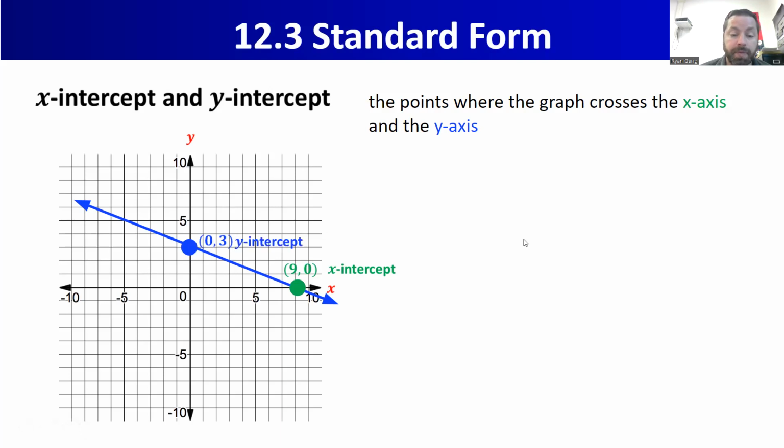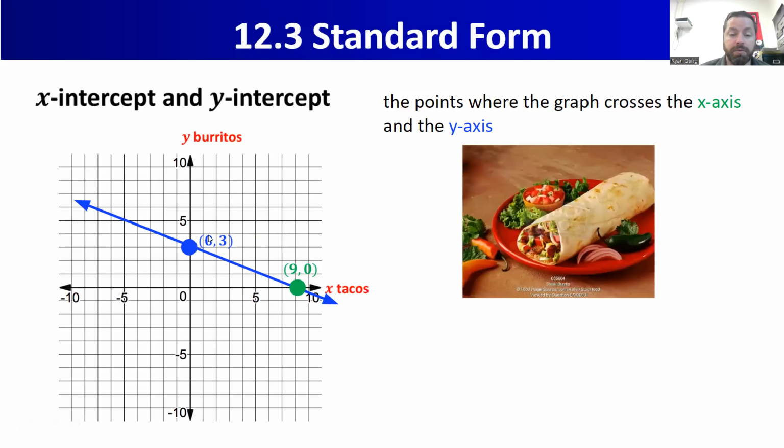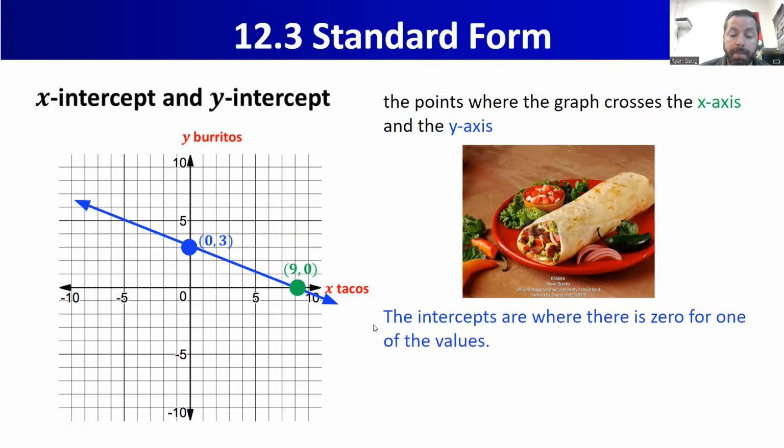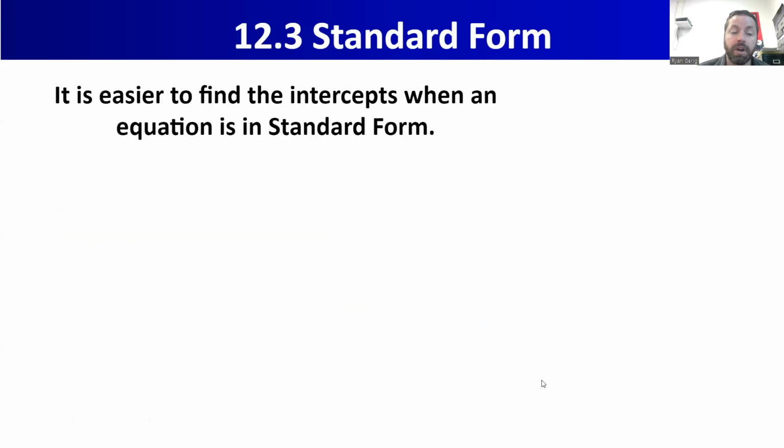So if we give some meaning to this problem, we'll say that y is burritos and x is tacos. What this is saying is, I could buy 9 tacos if I don't buy any burritos. And alternately, if I buy 0 tacos, I could get 3 burritos. The intercepts are where there is 0 for one of the values. So it is easier to find the intercepts when an equation is in standard form.